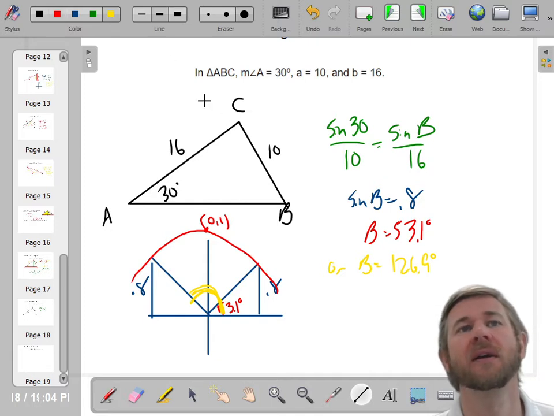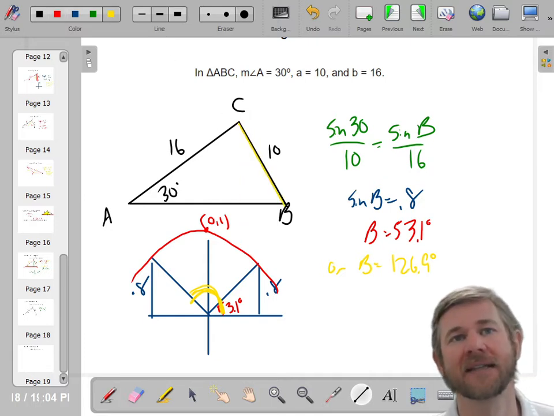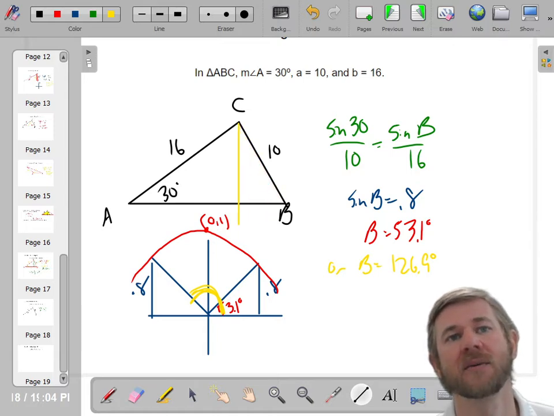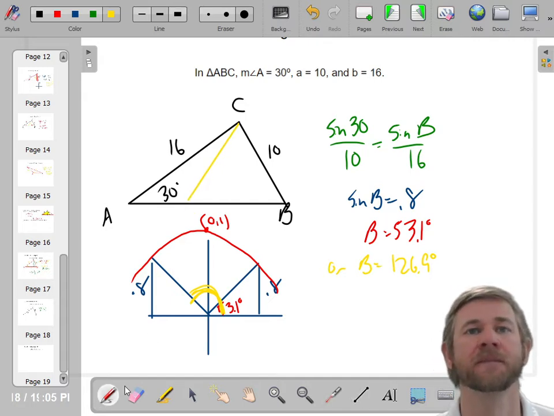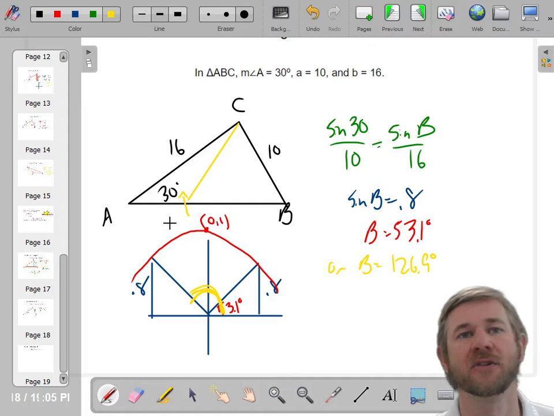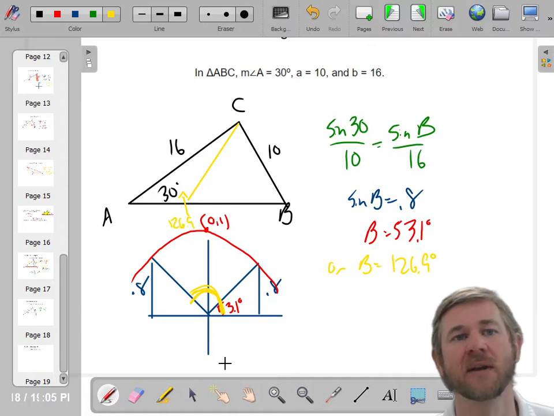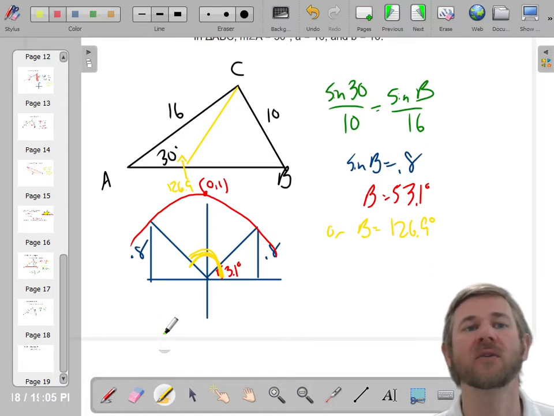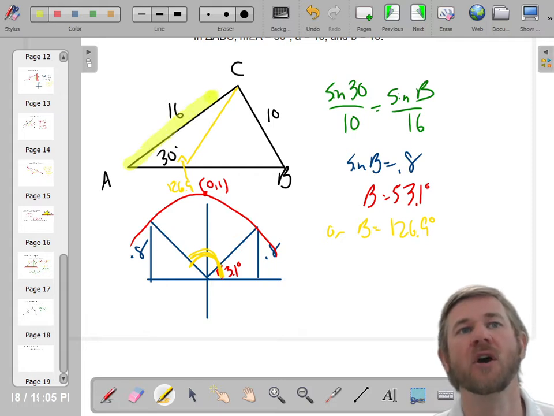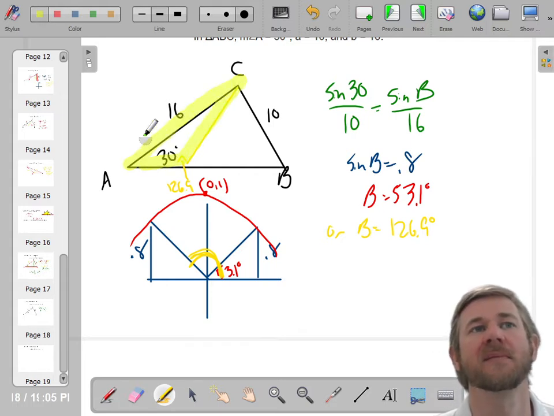And the way it would look is if you took this 10, and instead of bumping it out this way, which is what they did, you bumped it in this way like that, then you would form the other triangle. And this angle right there is your new angle B, and it's 126.9. So we're really in a situation where we don't know if it's this triangle that they're talking about or if it's this triangle that we're talking about.